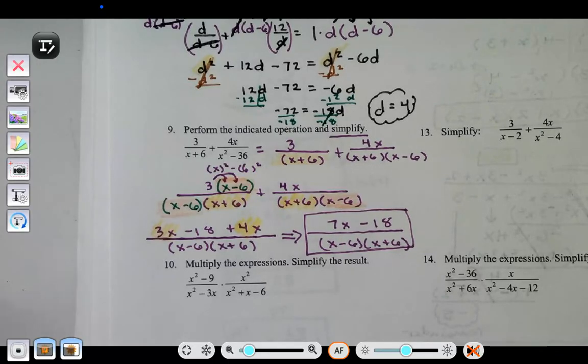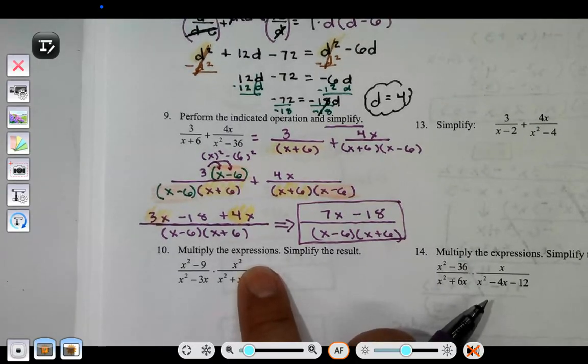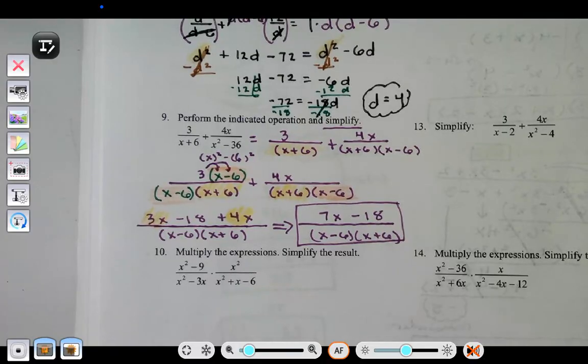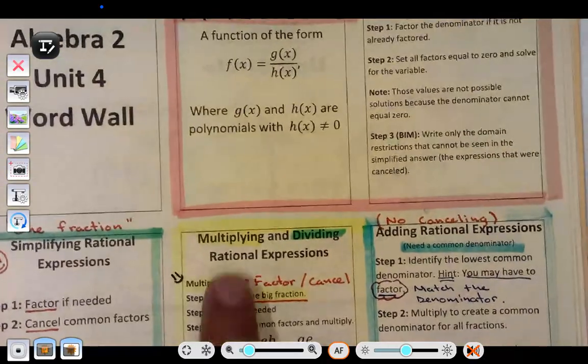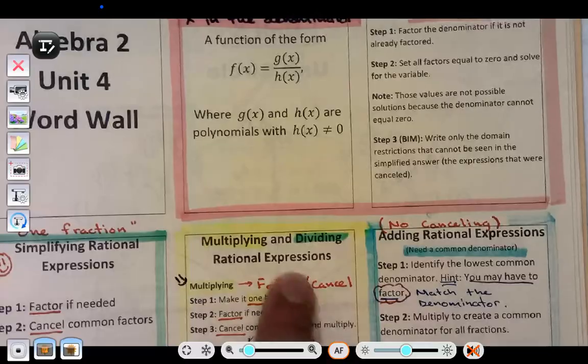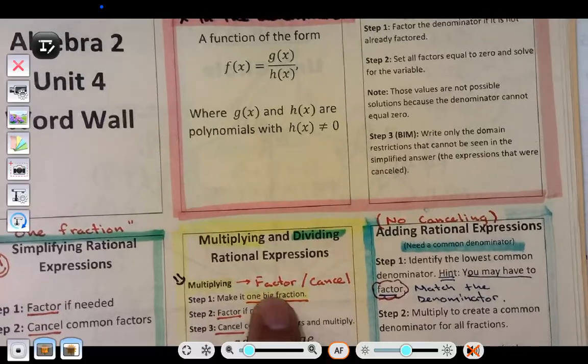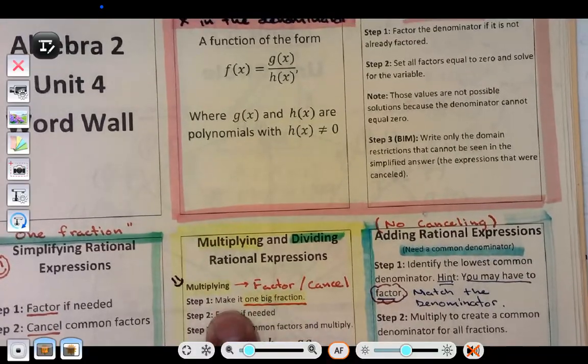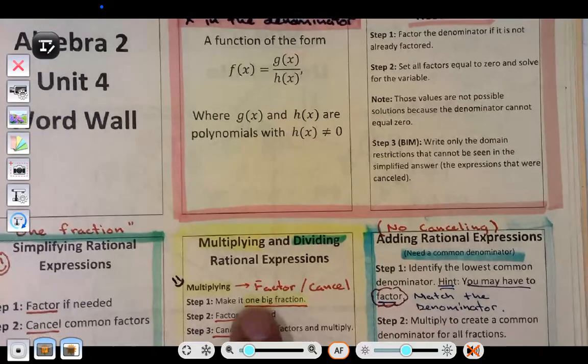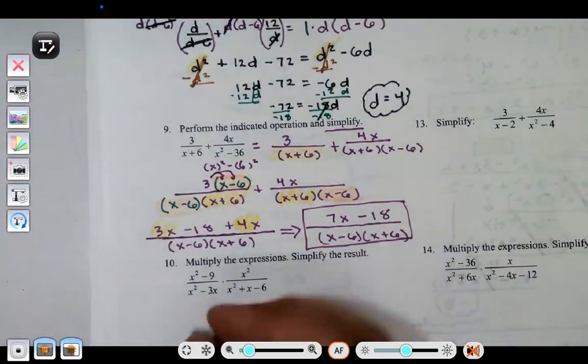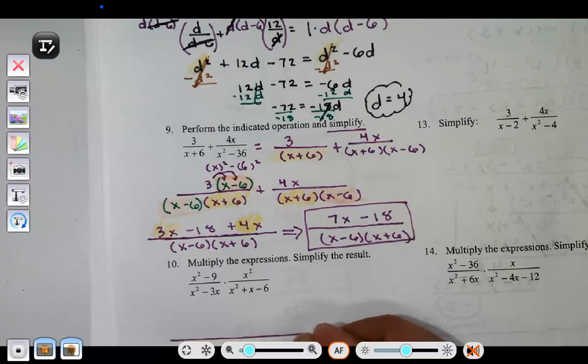Two more to go. Multiply the expression, simplify the result. Let me look at my word wall. When it says multiplying expressions that are fractions, it says factor and cancel. First step, make one big fraction. Factor if needed. So they said make one big fraction first.